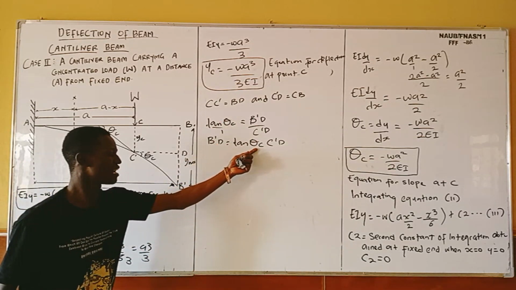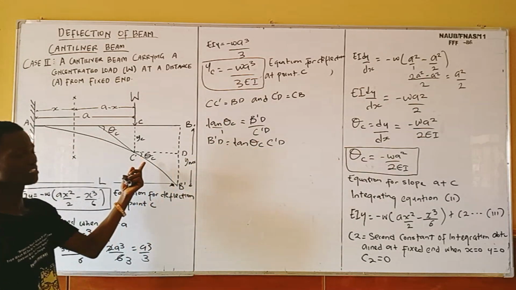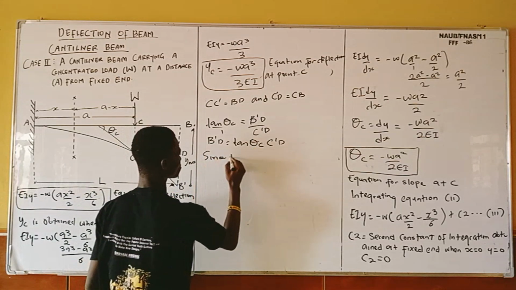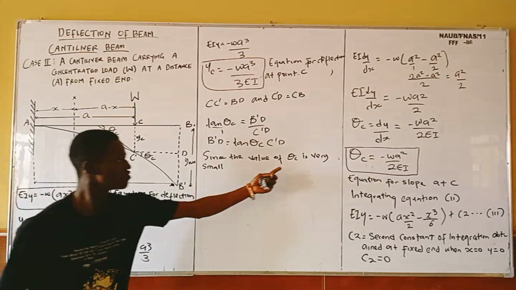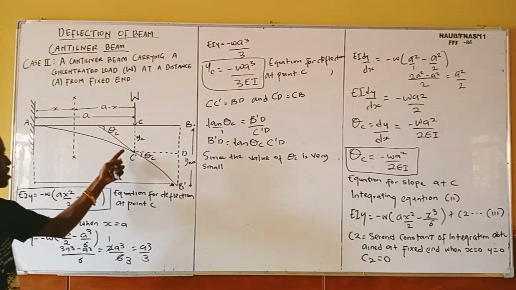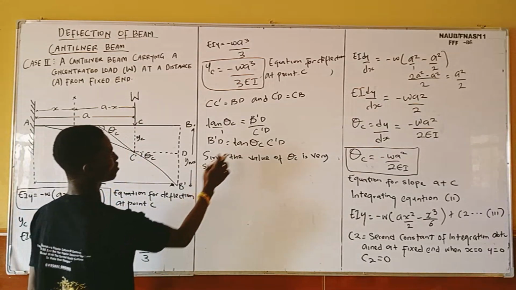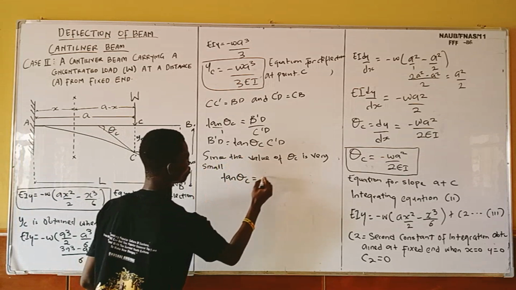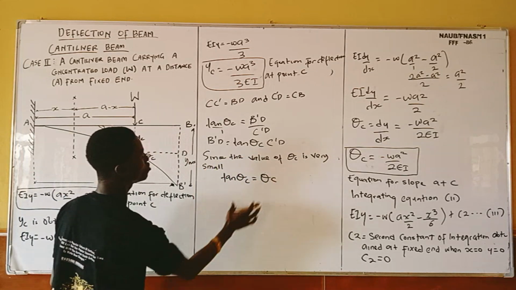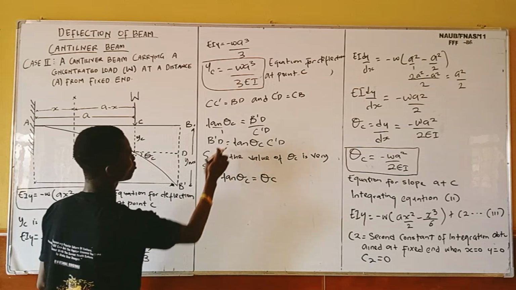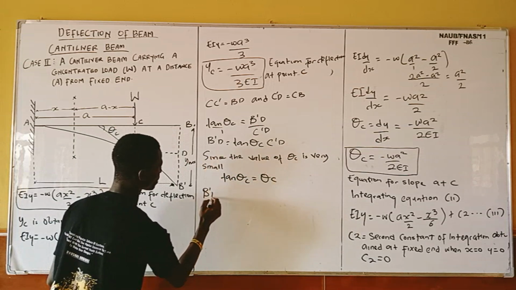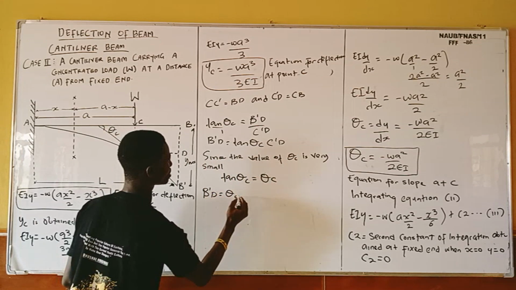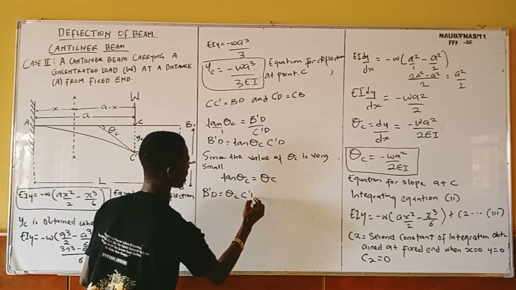Of our theta C, the maximum deflection at C is very small. Therefore, since the value of theta C, which is the deflection at this point, is very small, tan theta C will be equal to theta C. So what you are going to have left here is B prime D equals theta C times C prime D.